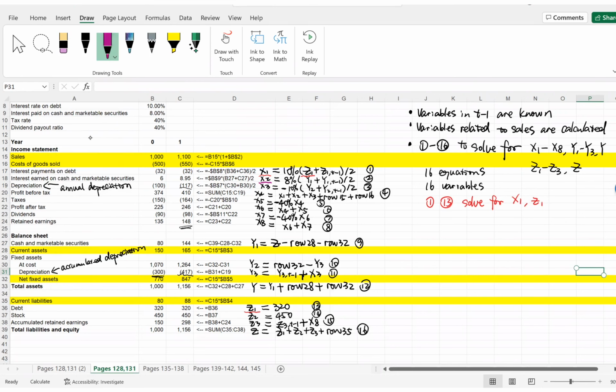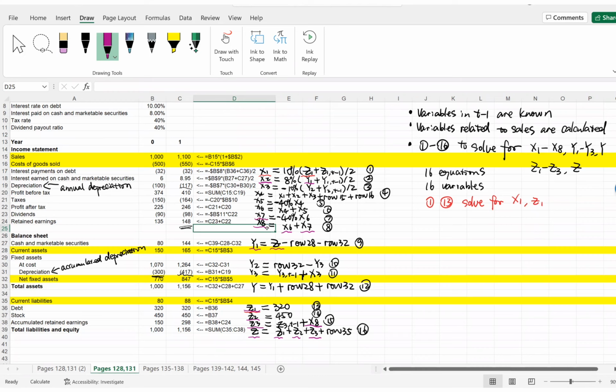So the next one, let's look at X2. X2 will need the value for Y1, and Y1 is here. For Y1, we'll need the value for Z. So let's go to Z. To get the value for Z, we'll need Z1, Z2, Z3. Z1 and Z2 are fixed here, so we don't need to worry about that. For Z3, we need Z3 T minus 1, which is null. And we also need X8. X8 is some items in the income statement here. So to solve for X8, we need 6 and 7.